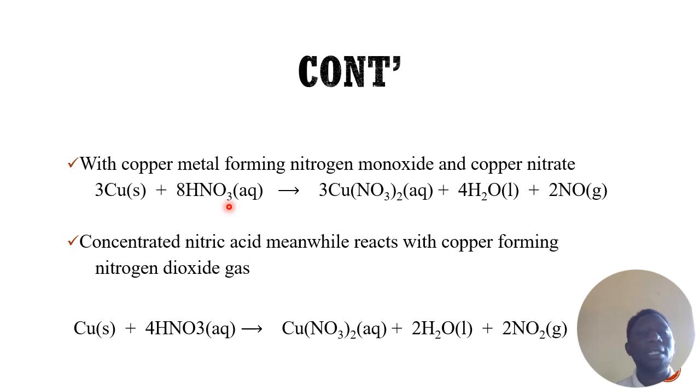This happens if the nitric acid is dilute, to mean it contains enough water. When copper reacts with dilute nitric acid, it produces copper nitrate, water, and nitrogen monoxide. When copper reacts with concentrated nitric acid, it forms nitrogen dioxide gas. When copper reacts with concentrated nitric acid, it produces copper nitrate, water, and nitrogen dioxide.